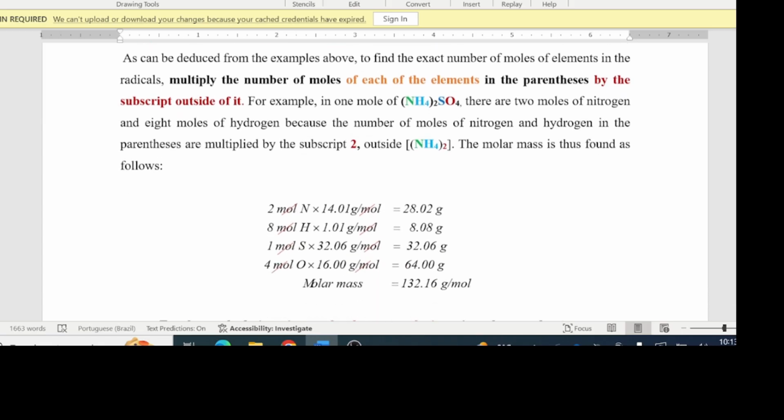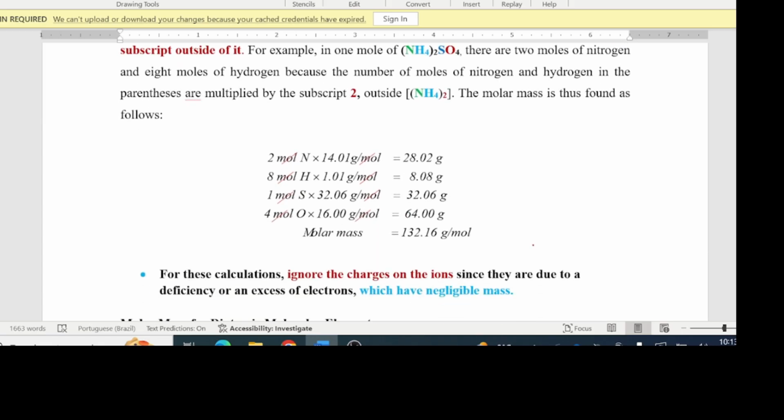So that's what we do here. You find the molar mass of 2 moles of nitrogen, and that's it. 8 moles of hydrogen, that's it. 1 mole of sulfur, 4 moles of oxygen, and in the end you end up with this answer, okay? That's how you find molar mass for things that have radicals.